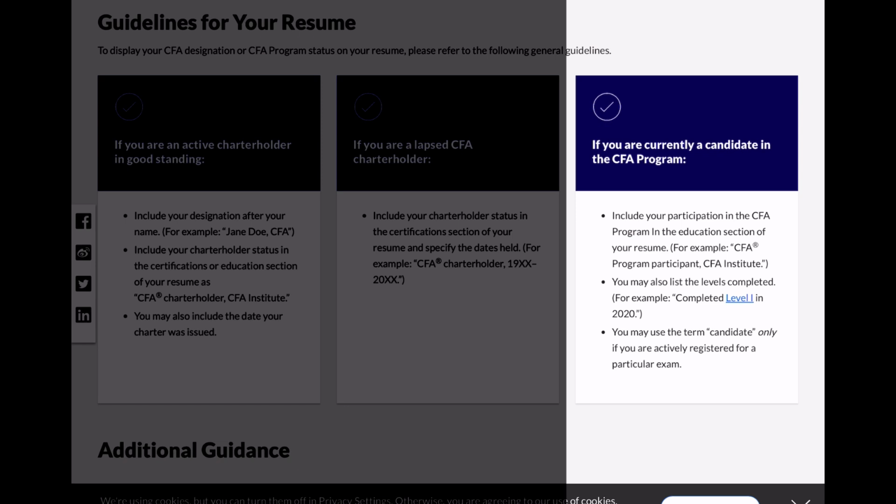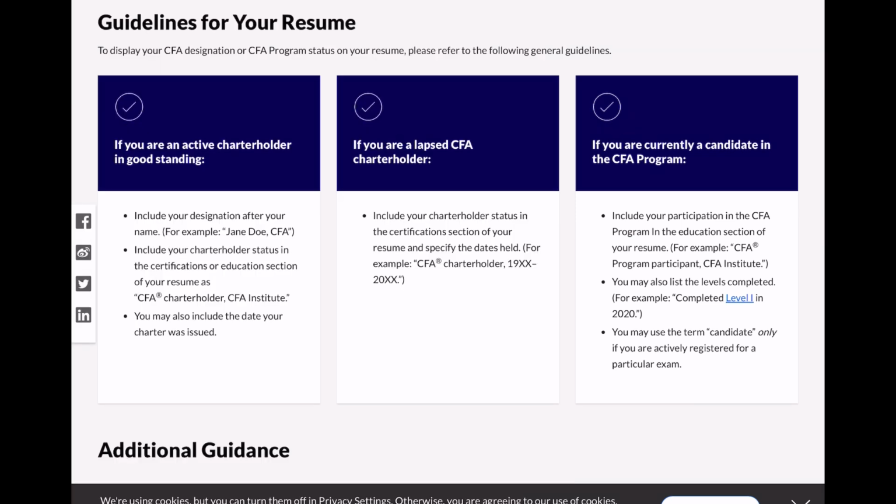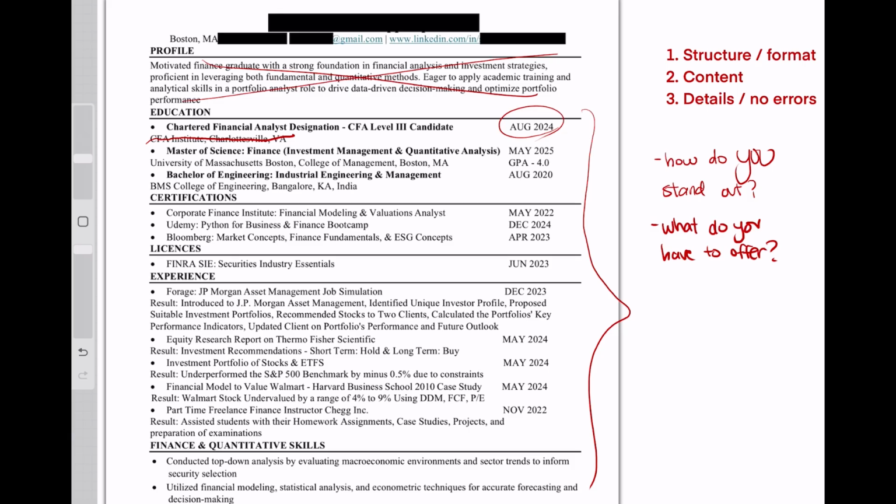For example, CFA program participant, CFA Institute. You may also list the levels completed. For example, completed level 1 in 2020. You may use the term candidate only if you're actively registered for an exam. So I don't think that you can actually put the month and year, but you can put completed level 2 in 2023 or 2024.